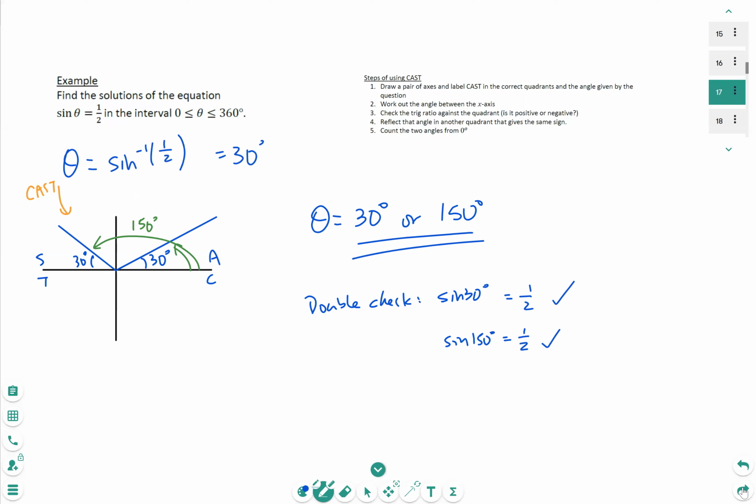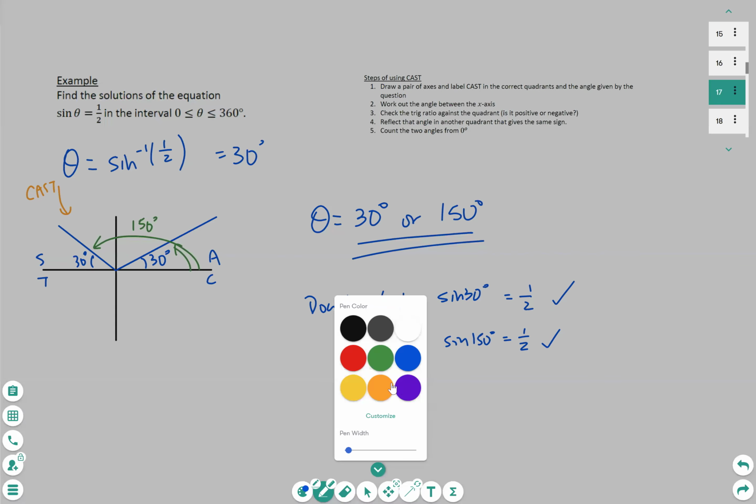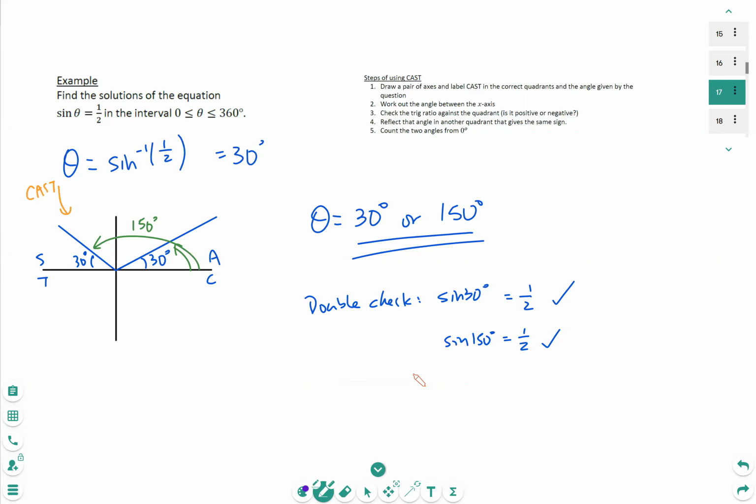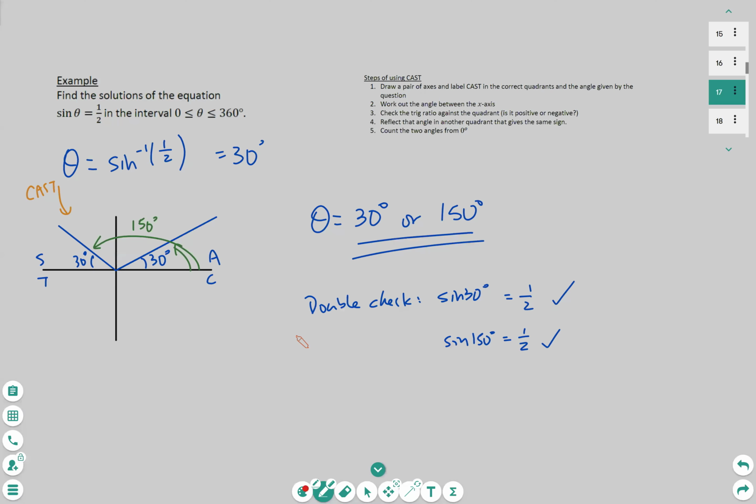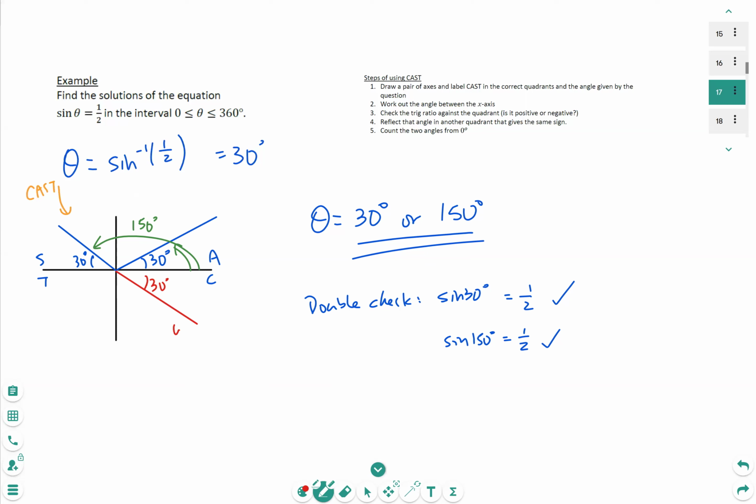Now, what if you reflect in the wrong quadrant? Let's say you reflect in here, or in here. That's the wrong answer, by the way, just for those who are randomly landing on this second of the video. So in case there's a wrong answer, I just want to make sure. So the wrong answer will be 330 degrees. If you try putting in a calculator, sine 330 degrees.